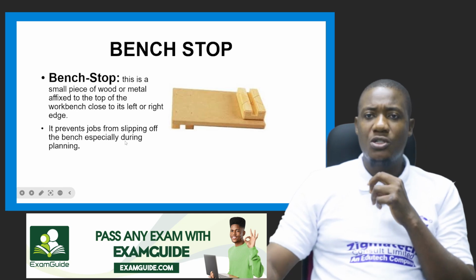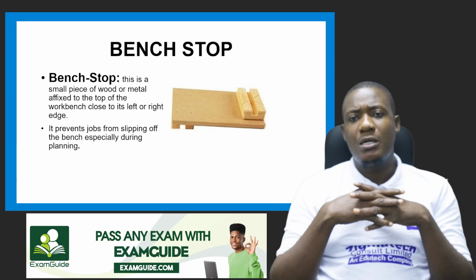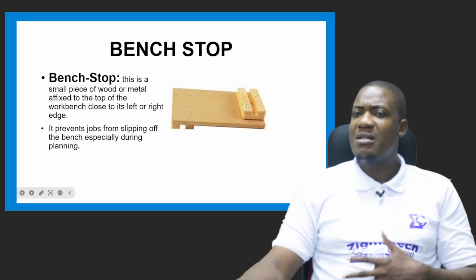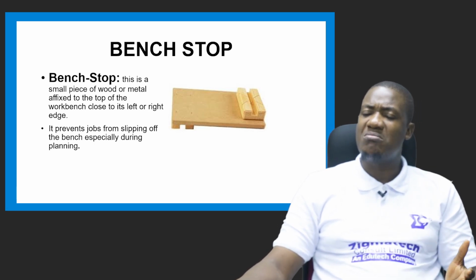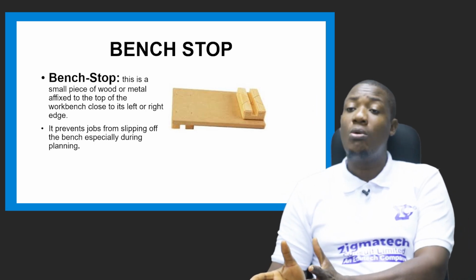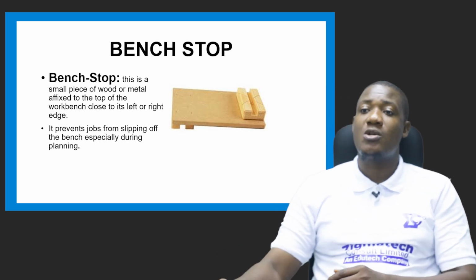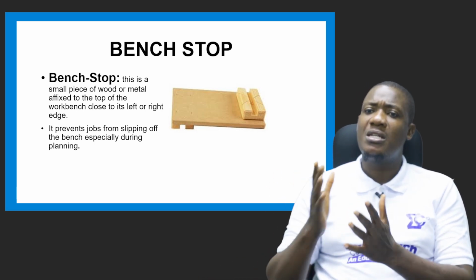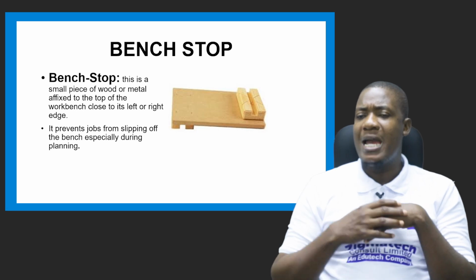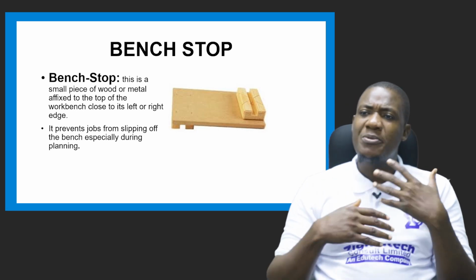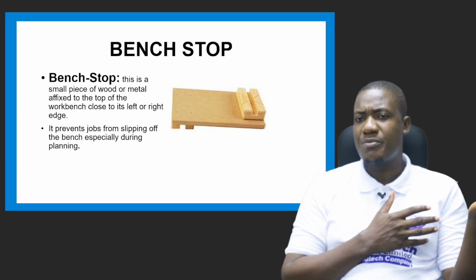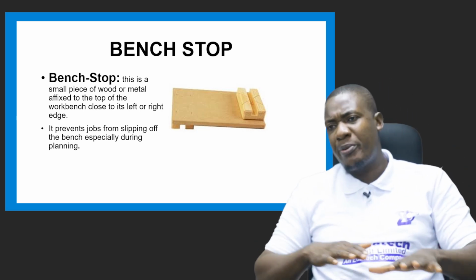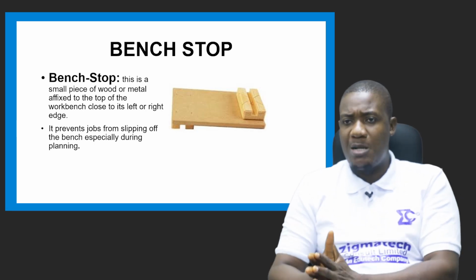Now in this case, the bench stop is a small piece of wood, like you can see here. Basically, it can be metallic, though, but in this case, it's a wooden bench stop we're seeing here. Now, basically, the bench stop helps to prevent the jobs we're working on from slipping off the bench, especially when we're planing the work. Let's say you wish to plane a plank, for example.